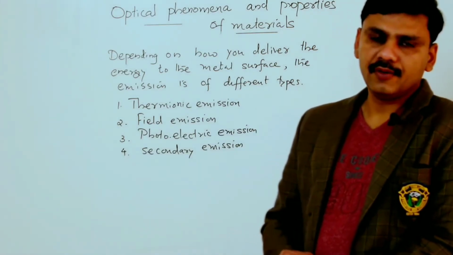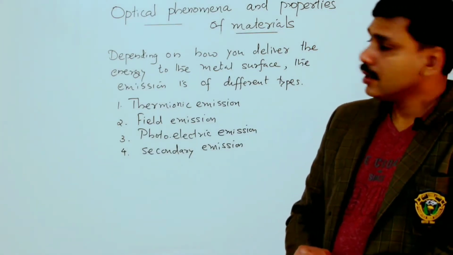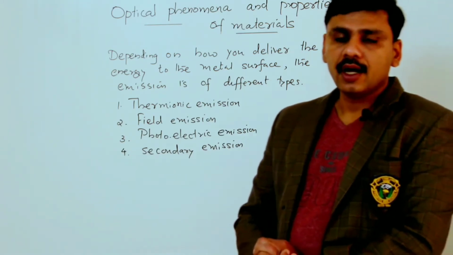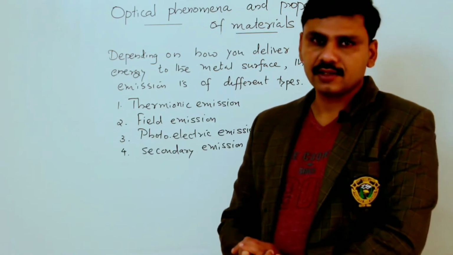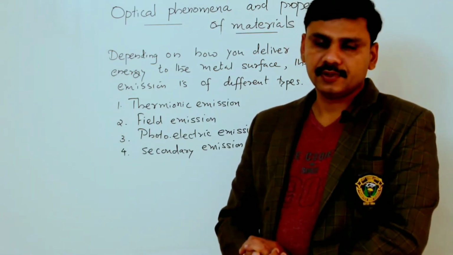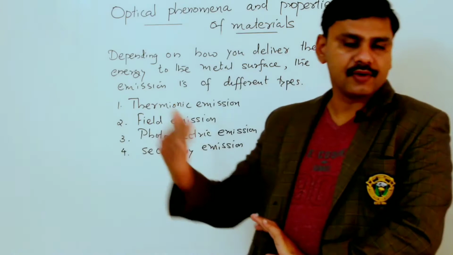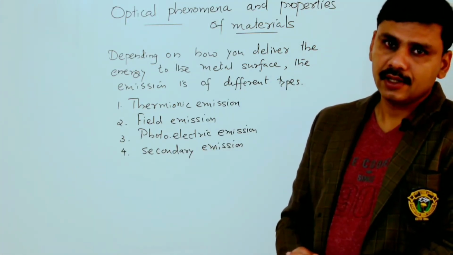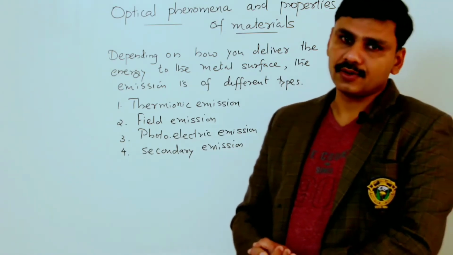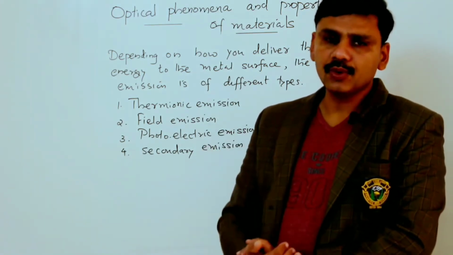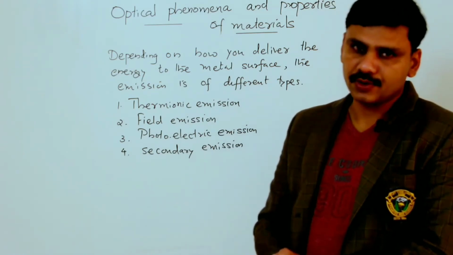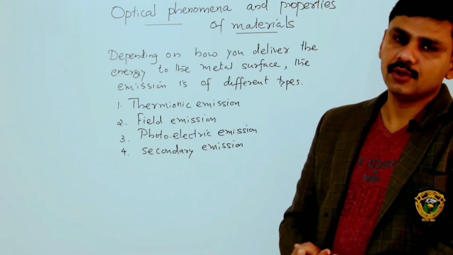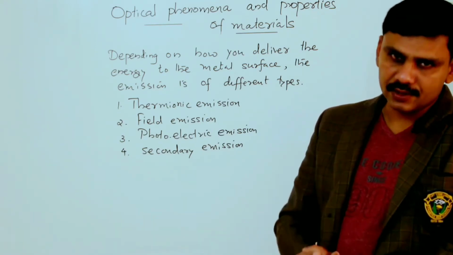Hi everyone. Today we are starting a new topic, optical phenomena and properties of materials. As you know, in the case of metals, there are free electrons and these electrons are very far away from the nucleus and they are not bound to the nucleus. They are known as delocalized electrons. If we can remove these delocalized electrons from the attraction of the nucleus, we can produce electricity.